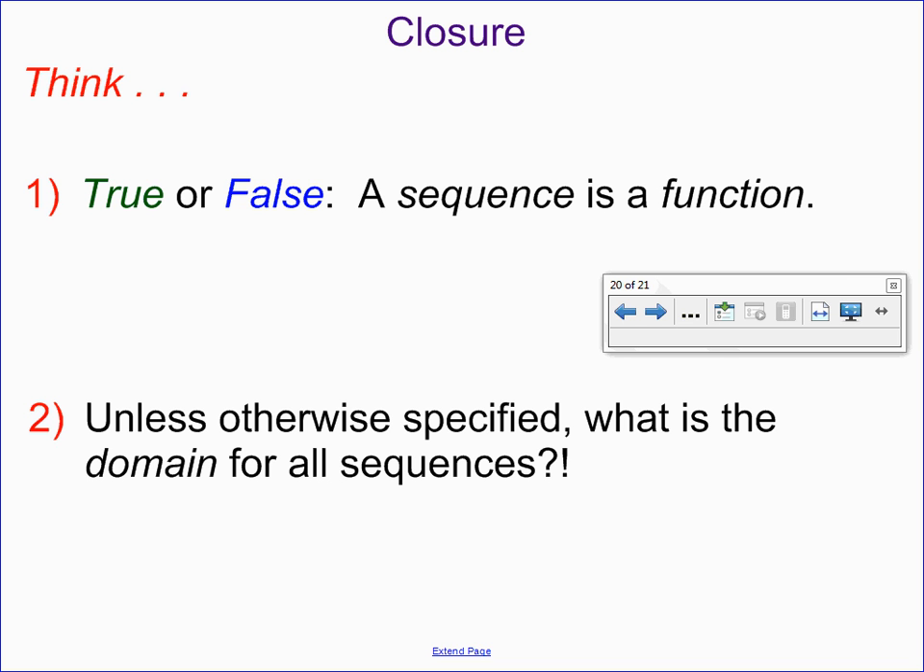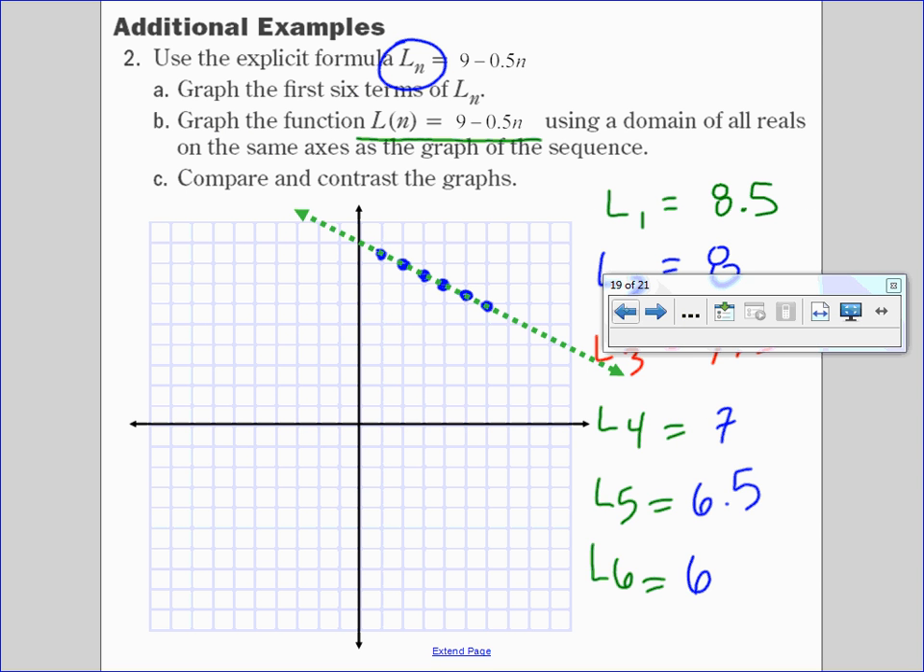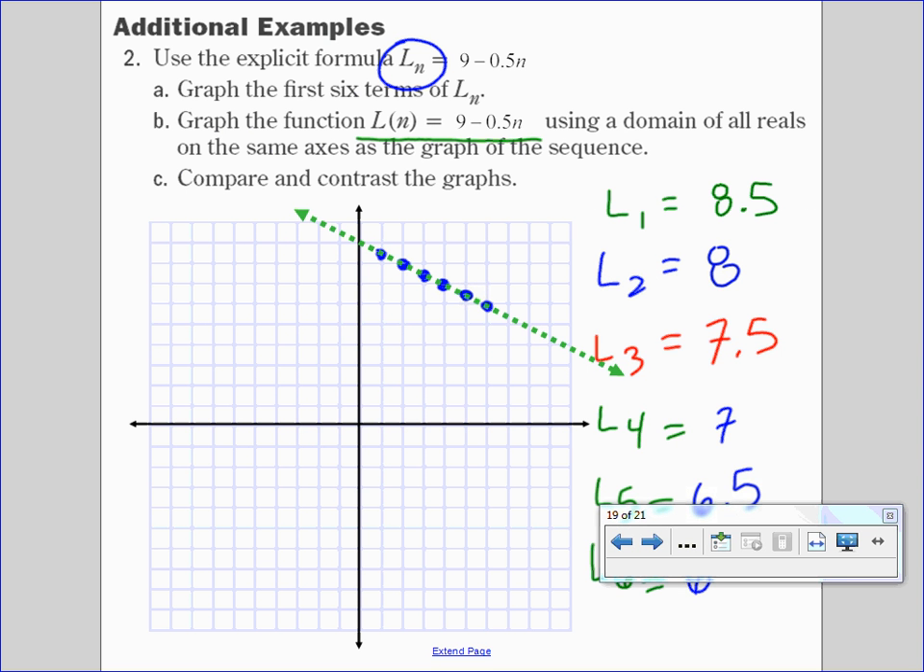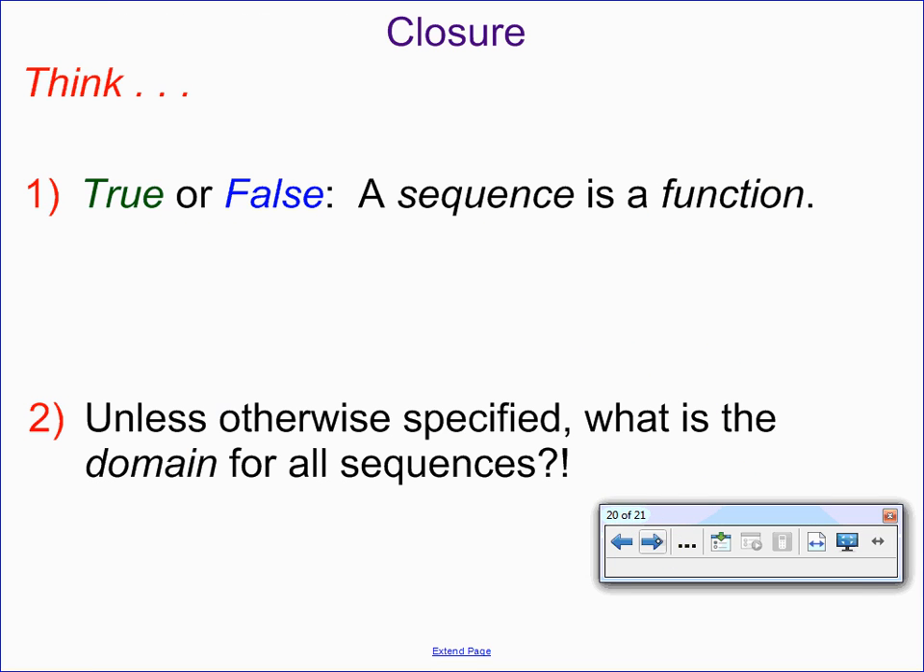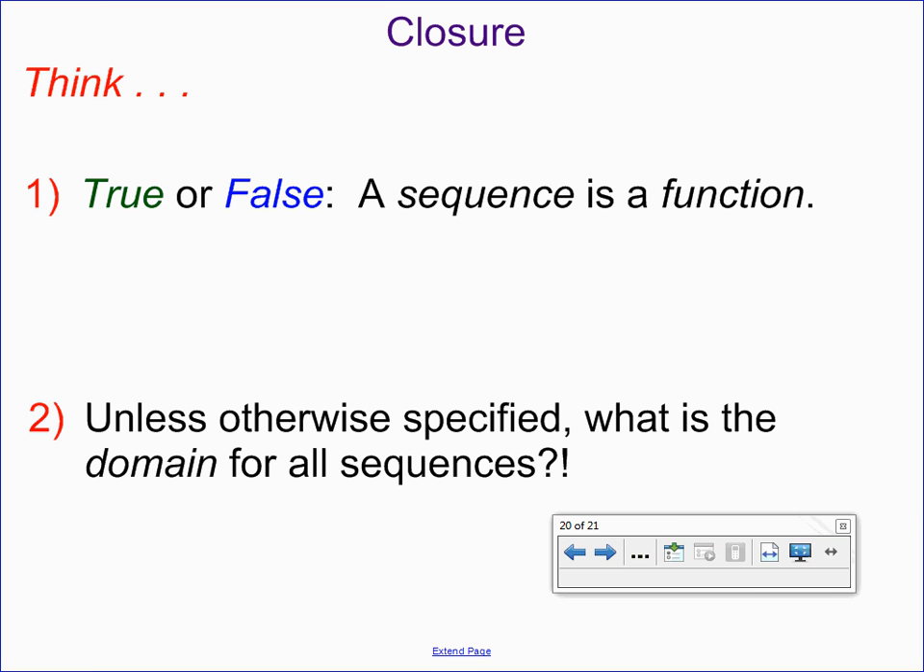It does have a domain and range, but so do relations. My domain is the collection of all the first members of my ordered pairings, and the range is the collection of all the second members. What is it that makes this a function? Well, I have inputs that are paired with outputs, such that every time I plug in a particular term number, it's paired with one and only one output, the term value. Every time I plug in 2, I get 8. So this is a function. It's a relation, and it is a function. So this is true.